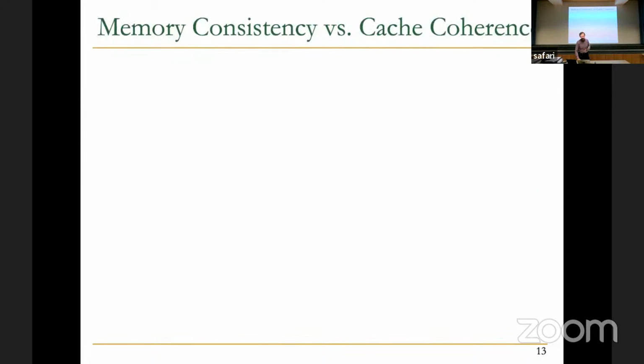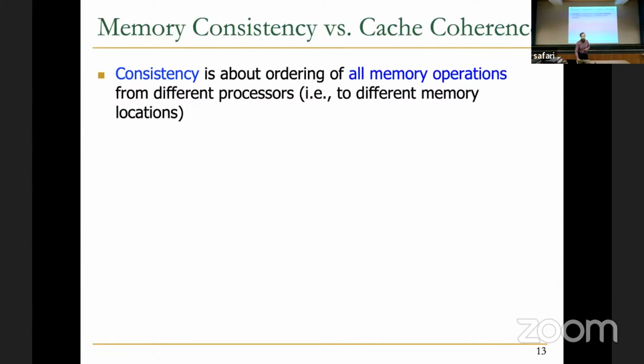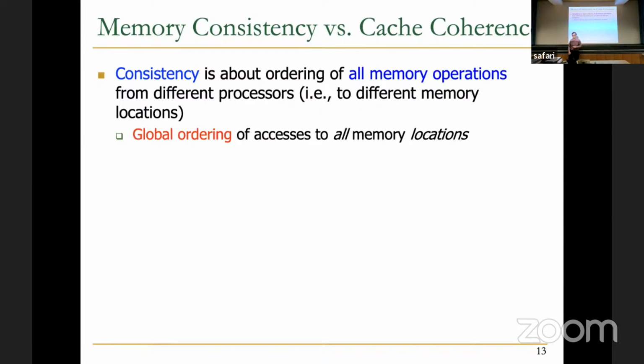So let's discuss the differences. I think we already had the slide earlier, but consistency, what we discussed in the last lecture, is about ordering of all memory operations from different processors to different memory locations. It's really about the global ordering of accesses to all memory locations. That's why in sequential consistency, we had the switch, right? The memory serves different processors as a switch. As a result, everybody sees the same global ordering.